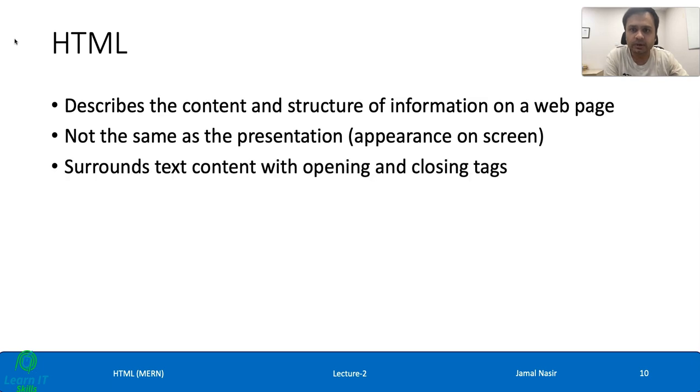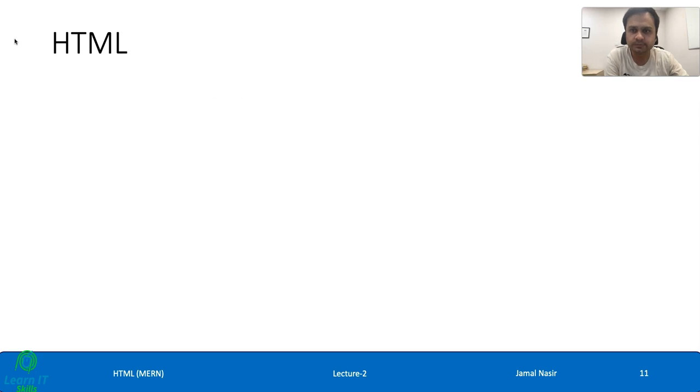It surrounds text content with opening and closing tags. So basically HTML is a scripting language. It's not a programming language like Java or Python, but it contains scripts based on tags. And obviously we need opening and closing of tags. HTML is also a case insensitive language, very easy to use.